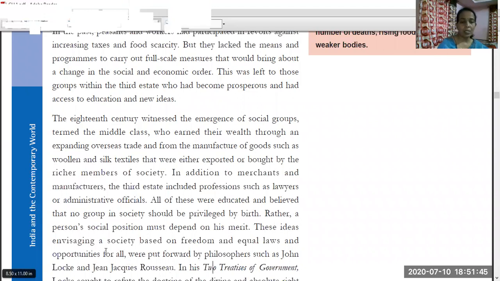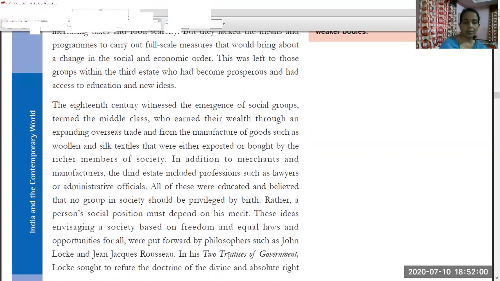These ideas envisaging a society based on freedom, equal laws and opportunities to all were put forward by philosophers. Many philosophers worked in France to bring change in France. John Locke and Jean-Jacques Rousseau: in the Two Treatises of Government, Locke wrote the book, and in that book he gave his idea.